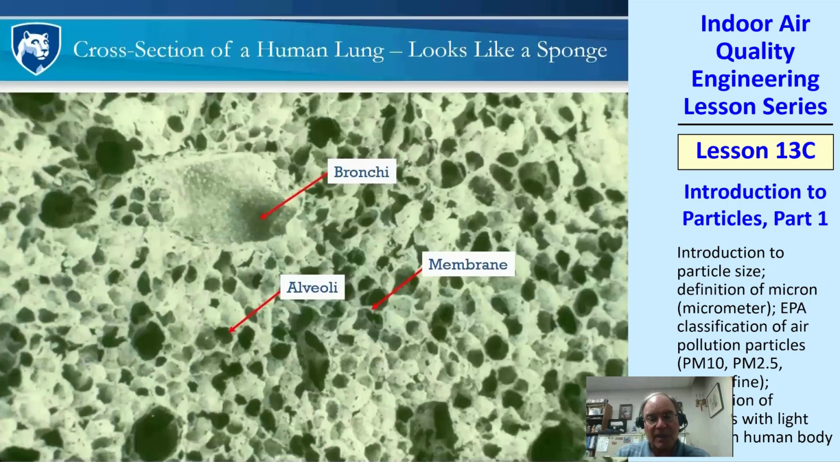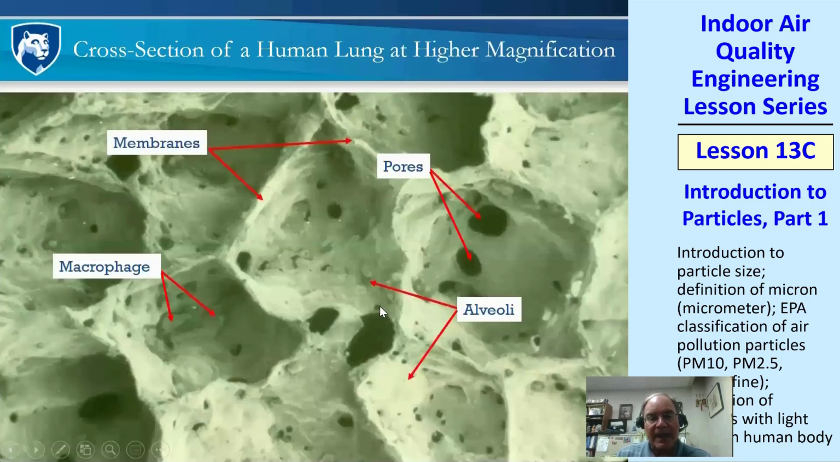Here's some pictures. A cross-section of the lung looks kind of like a sponge, I think. There's a bronchial tube and then the alveoli and membranes between them. Here's a close-up of that. In the membranes there's lots of pores, so we draw them like balloons, but they're really interconnected with all these pores to keep the pressure constant throughout your lungs when you breathe in and out. And so these are the alveoli sacs in cross-section, and then the membranes. The capillaries are in these membranes where the gas can actually go across the membrane into your bloodstream.